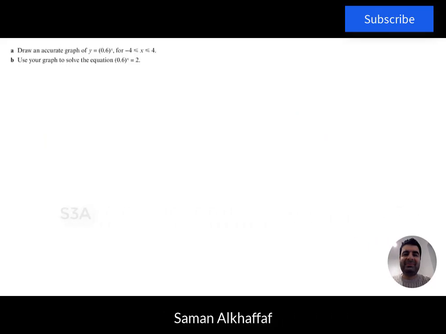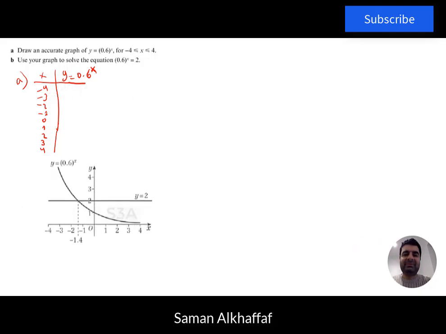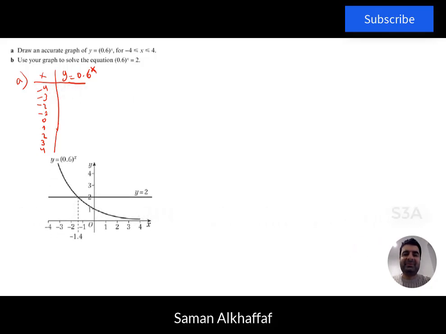In this example, we need to draw a graph for the expression y equals 0.6 to the power of x for the range of minus 4 ≤ x ≤ 4. So first, for part A, we have x equals minus 4, minus 3, minus 2, minus 1, 0, 1, 2, 3, and 4, and y equals 0.6 to the power of x. And the graph that we plot will look in the form shown.